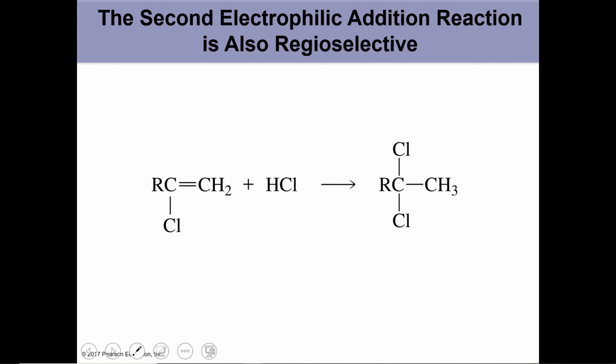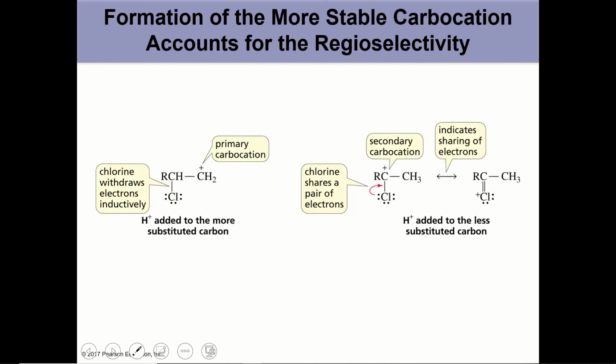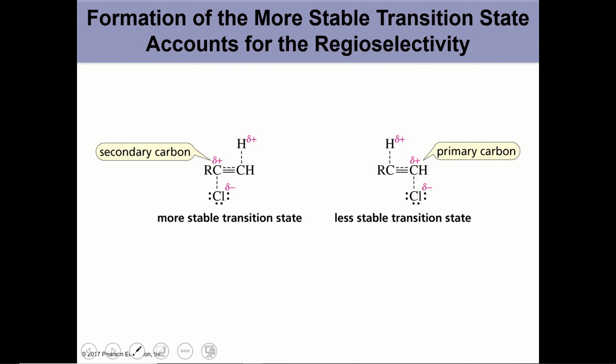So if there is a positive charge, it is more stable to have that positive charge on the secondary carbon, even if it's bonded to chlorine, than it is to have the positive charge on the primary carbon. So the more stable transition state has chloride ion bonding to the secondary pi carbon.